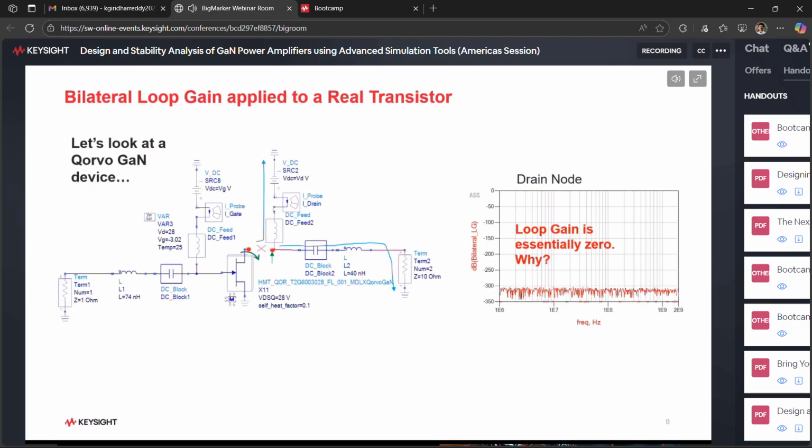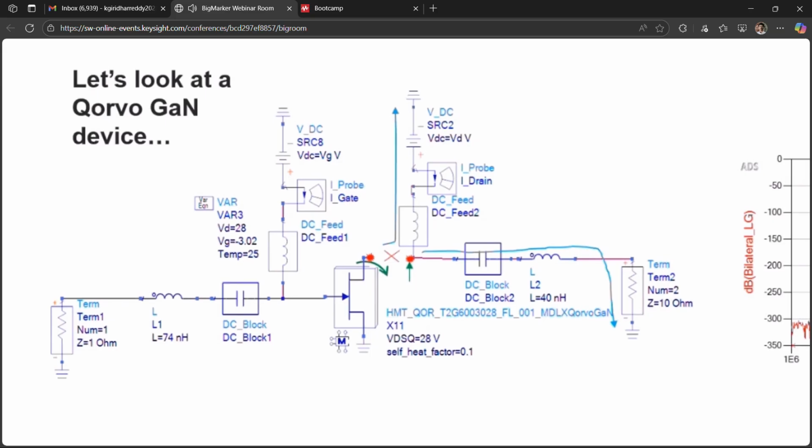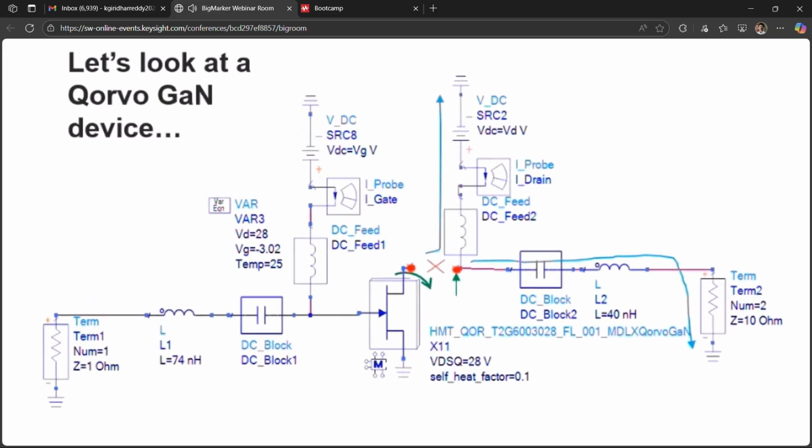So just taking the Qorvo GaN device with the Monolithics model, we can do this type of loop gain approach, right? I have a device here and I broke the loop at the drain of the device, and then I injected a signal into the drain, and I looked at the loop gain and I got essentially 0. This is a common problem.